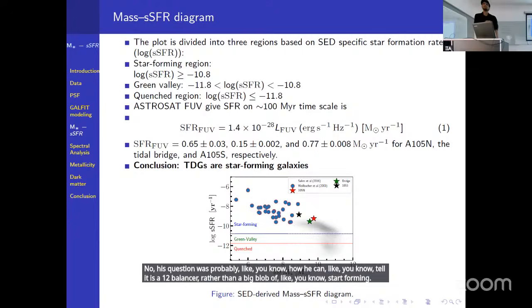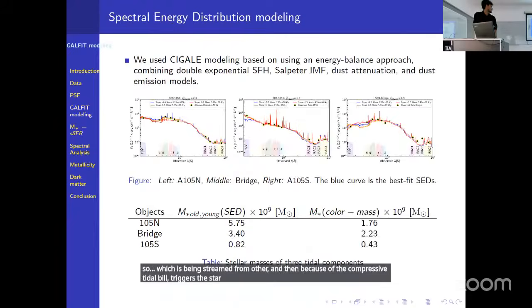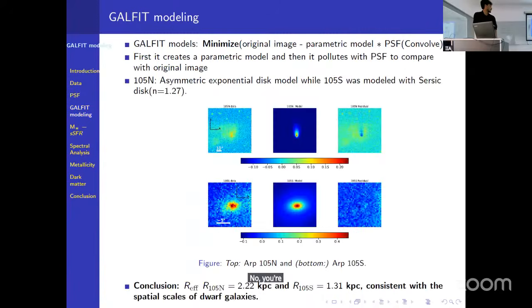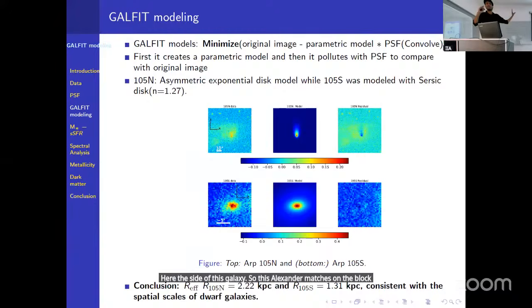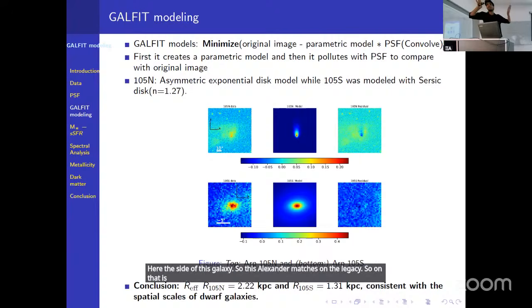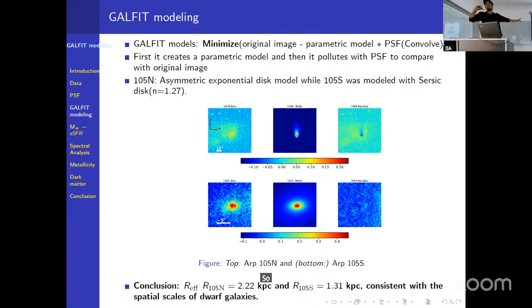Okay, or gas which is being stripped from another galaxy, and then because of the compressive tidal field, it triggers the star formation. Okay, so we have done a 3D model. We are using a galactic model to model this galaxy and get the size of this galaxy. So this size matches that of a dwarf galaxy. On that basis, they are not bigger structures, they are not a big galaxy. We have modeled this galaxy using rapid 2D modeling, so this gives us the size of the galaxy. So that answers this question, okay.